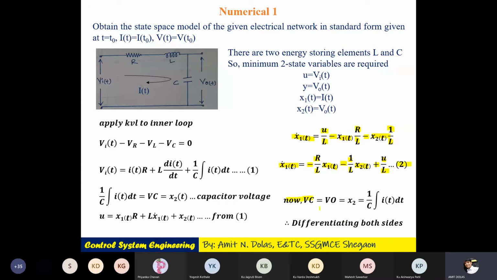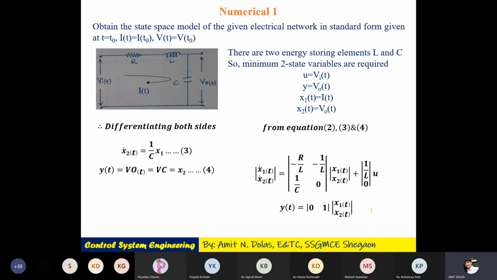Now what is Vc? Vc, the capacitor voltage, is nothing but the output voltage. V0 is nothing but state 2. x2 is nothing but 1 by C integral of i of t. We'll differentiate this equation on both sides, because what I am interested in, now I have x dot 1, now I am interested in x dot 2, that is the derivative of x2. So we differentiate both sides. You'll get x2 dot equal to 1 by C x1. So this is equation number 3.